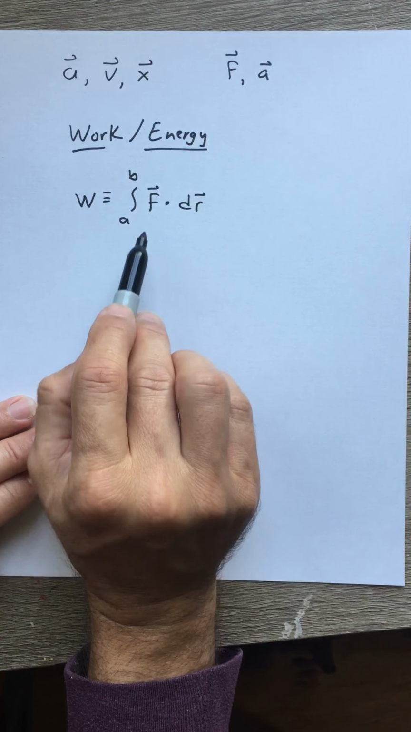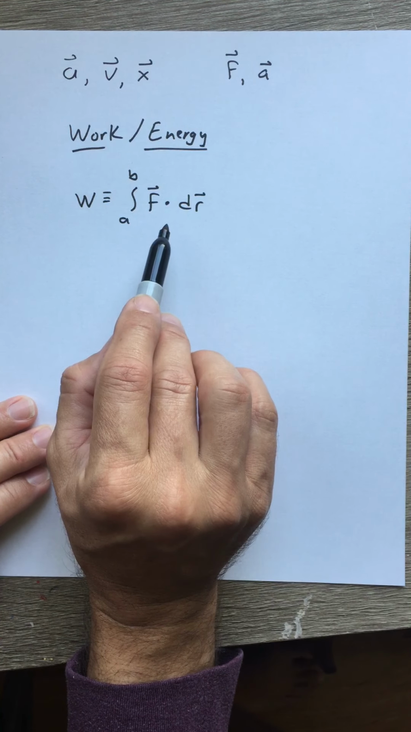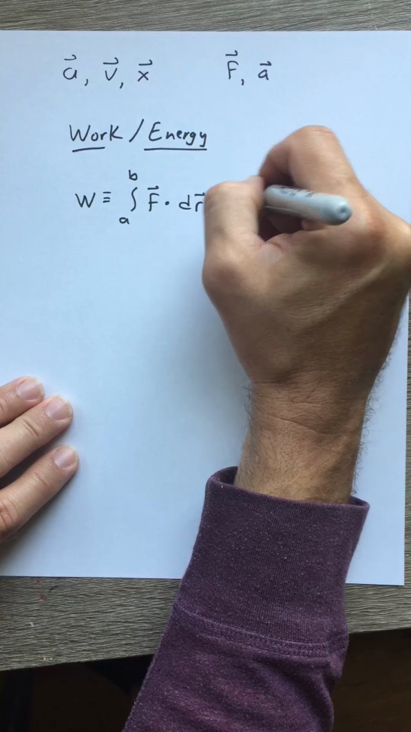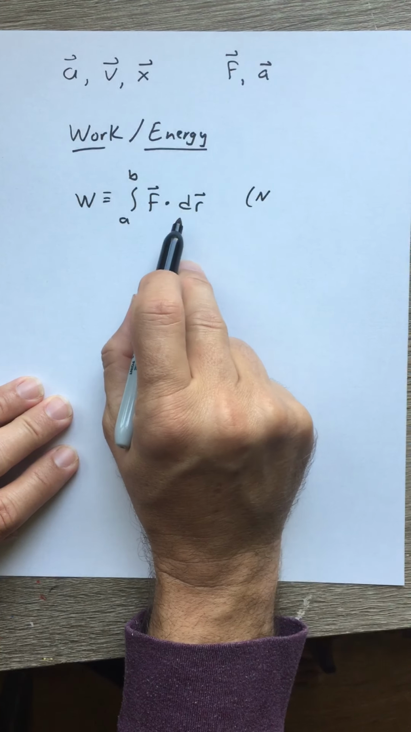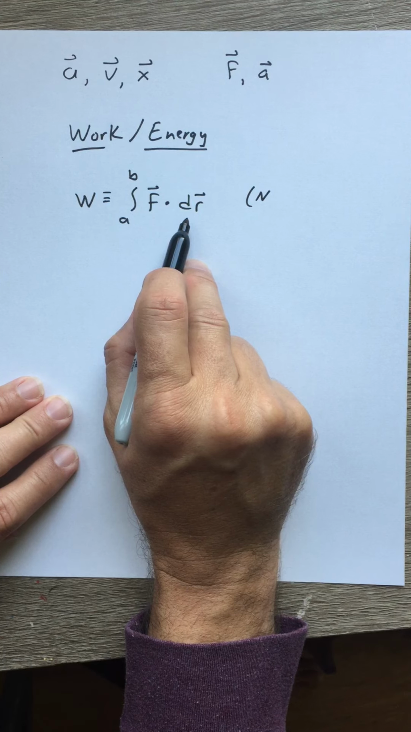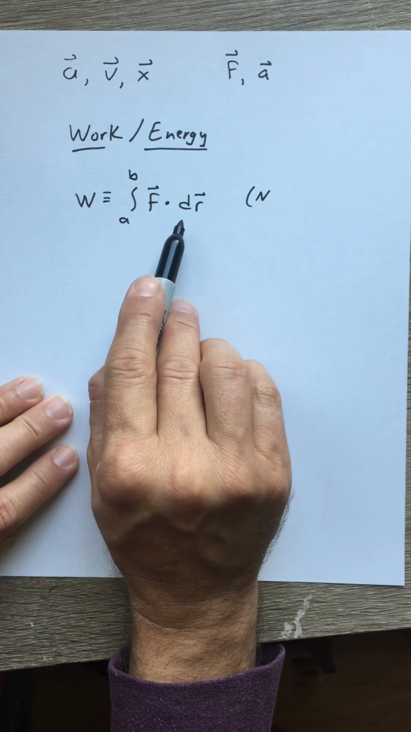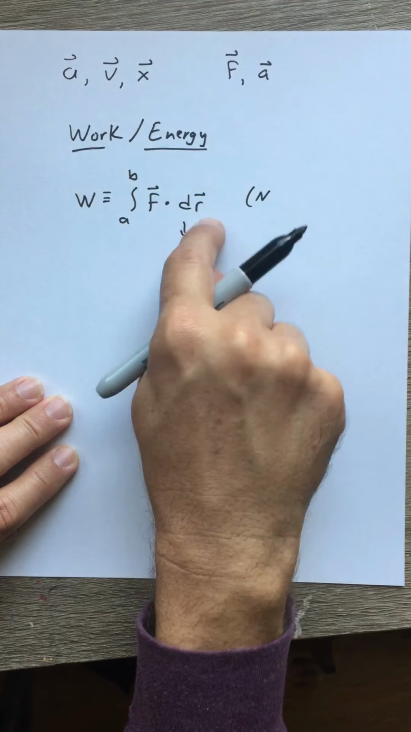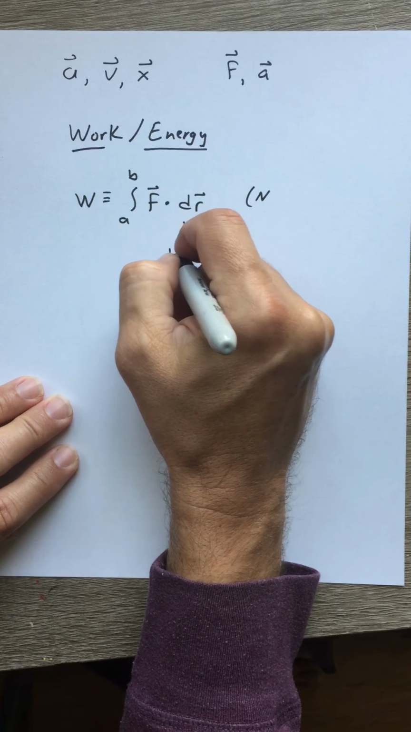Units of work are going to be, well, whatever the units are here. So what are the units of force? Well, we've got a Newton. And this is a displacement. Let's talk about this first. dr is a displacement variable. It's my general placeholder for a displacement variable.